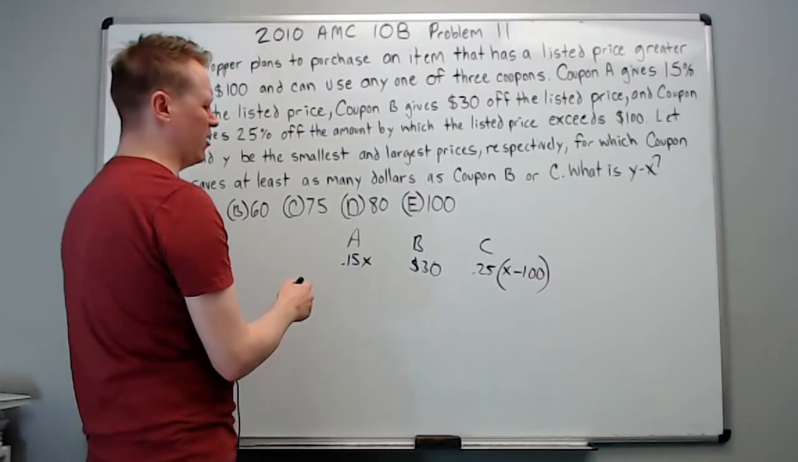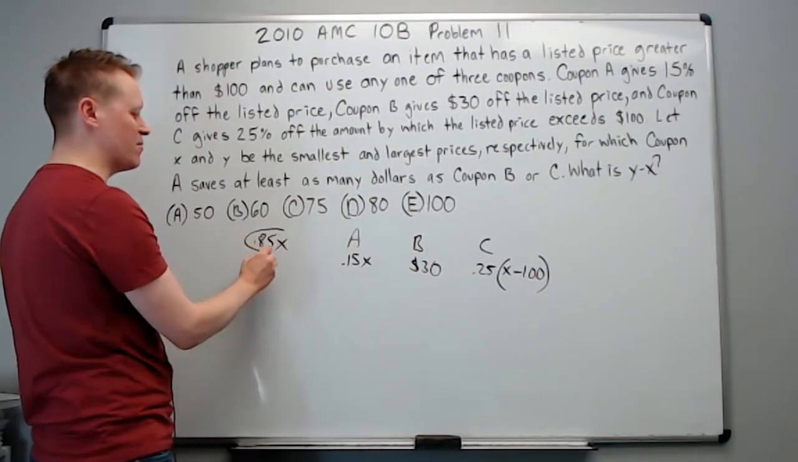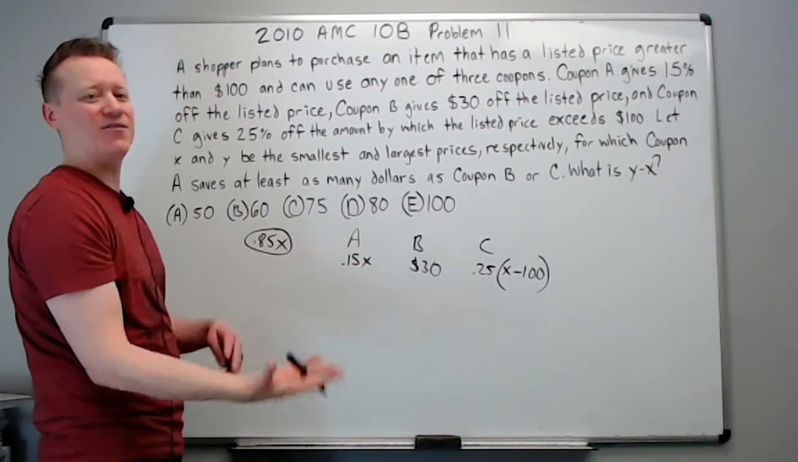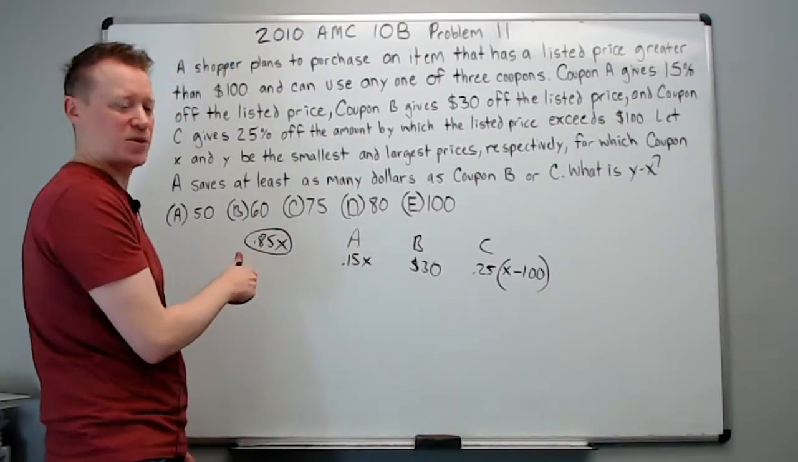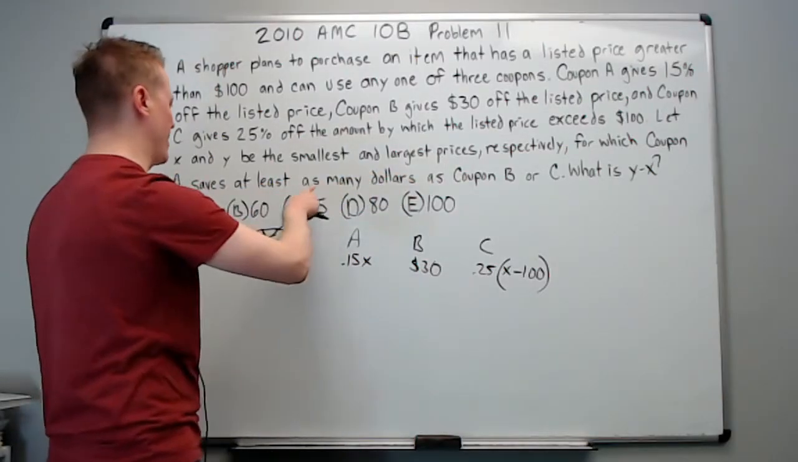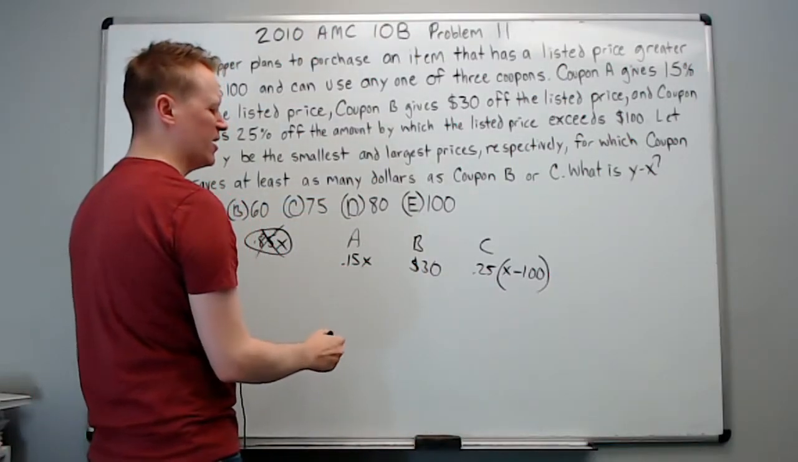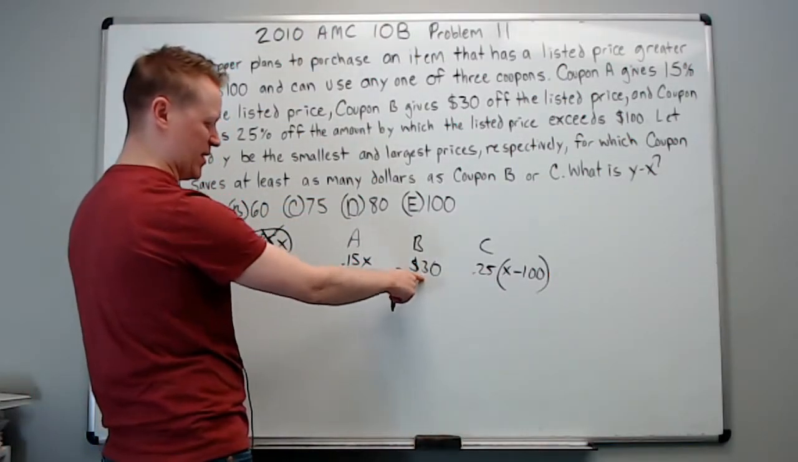So you might think, oh, should we do like 0.85 times the price? This is the amount of the item after the discount. This is good for other problems, but not for this one. We only care about these savings, right? You want to save at least as much. So we only care about this part. So right off the bat, this needs to be bigger than that.